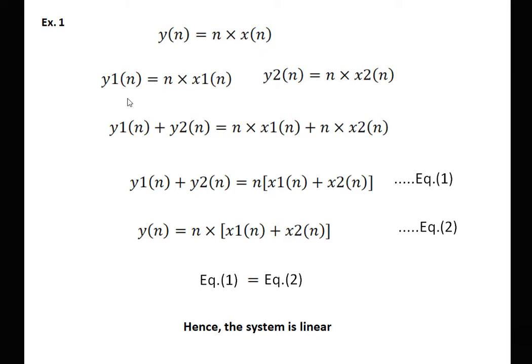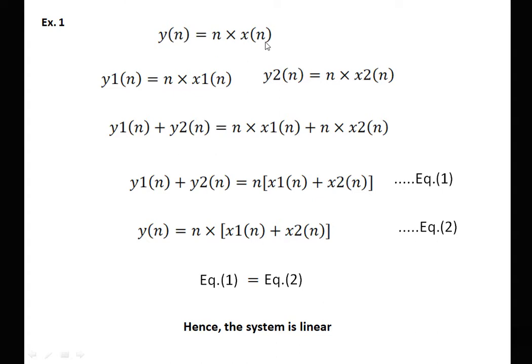First we will apply on the individual signal. y1[n] is equal to n into x1[n], y2[n] is equal to n into x2[n]. Add the responses, we are getting n into x1[n] plus n into x2[n]. We can take the n as common. We are getting n into x1[n] plus x2[n].